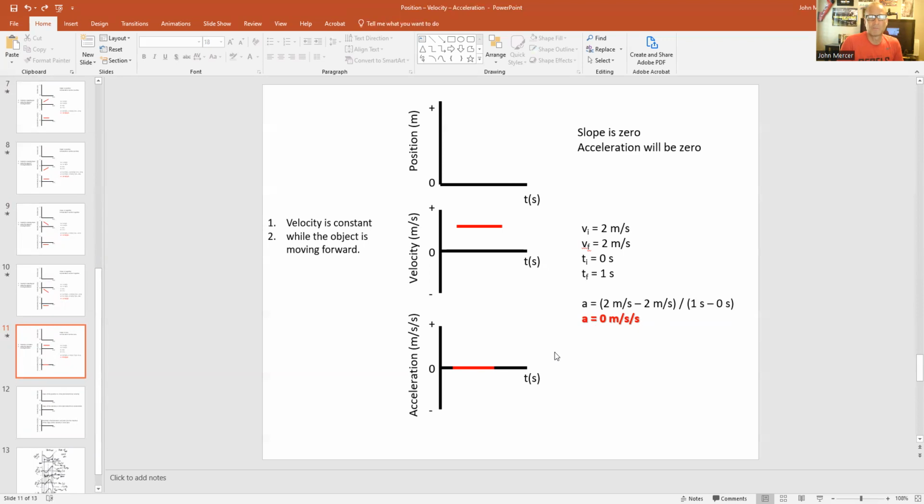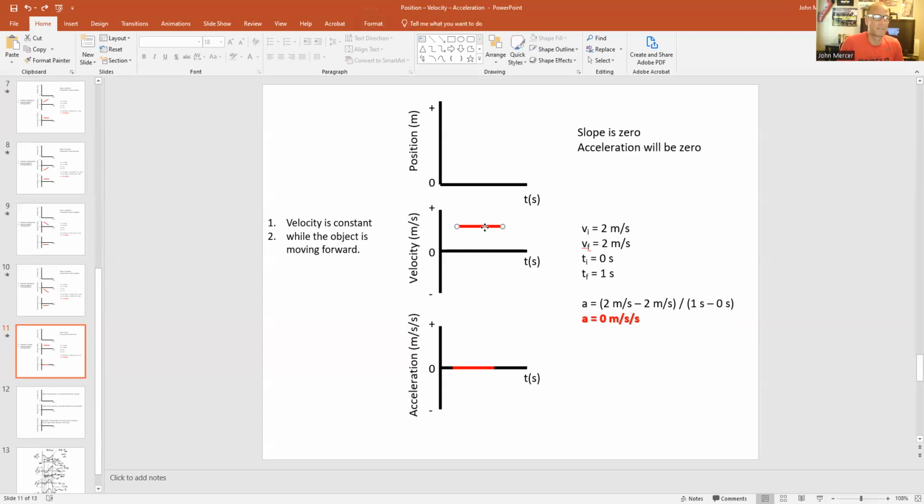What does 0 meters per second squared mean? What does 0 acceleration mean? All it means is velocity is constant. And it does not mean no movement. All right, it may mean no movement, but that's not what it means. It means velocity is constant.